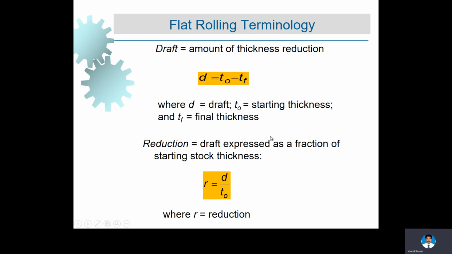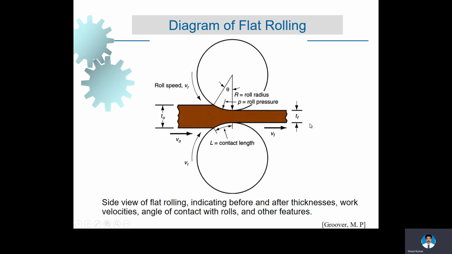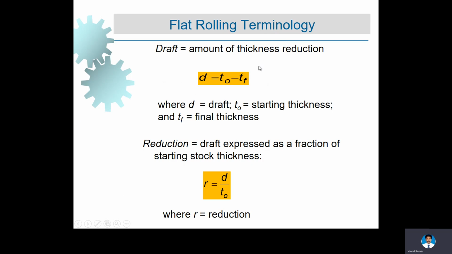So here the draft is the amount of thickness reduction, as I explained before. Draft is the difference between the initial, starting thickness and the final thickness. So you are feeding T naught, you are getting Tf. The difference is called the draft. The reduction is expressed in terms of initial stock thickness. Reduction means the ratio of draft to initial stock thickness, d over T naught.